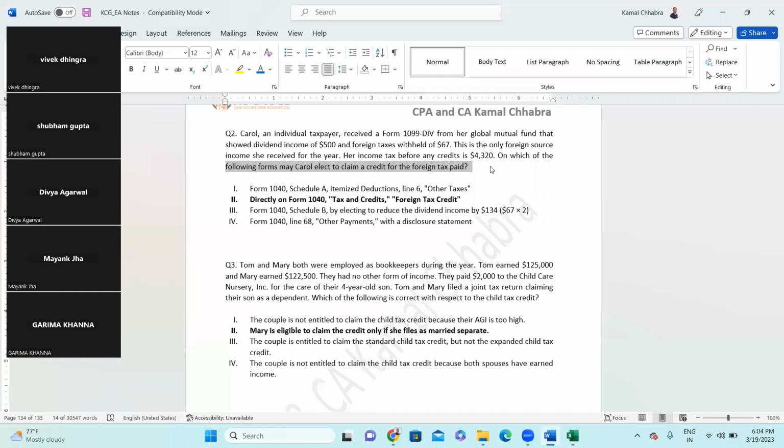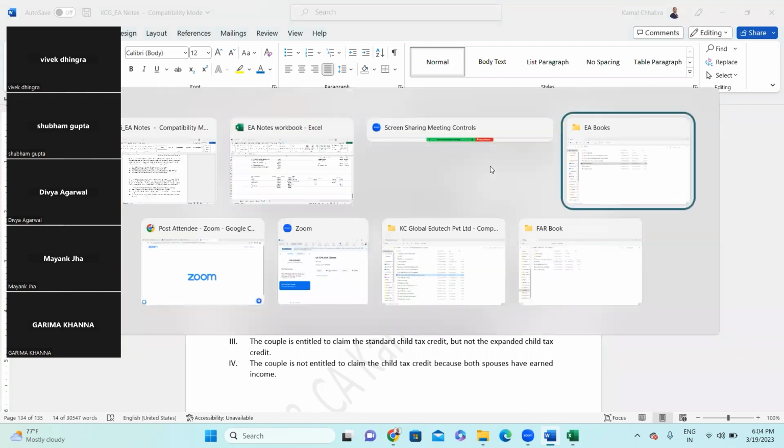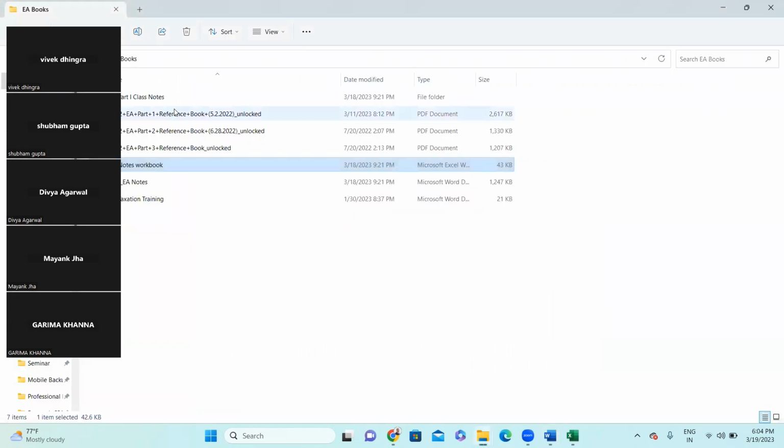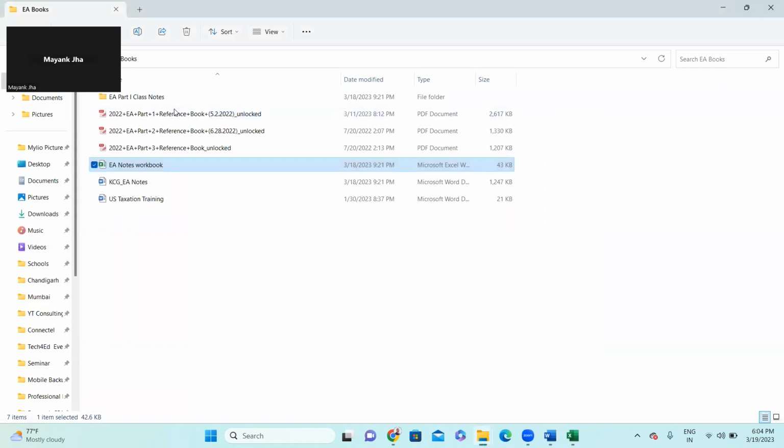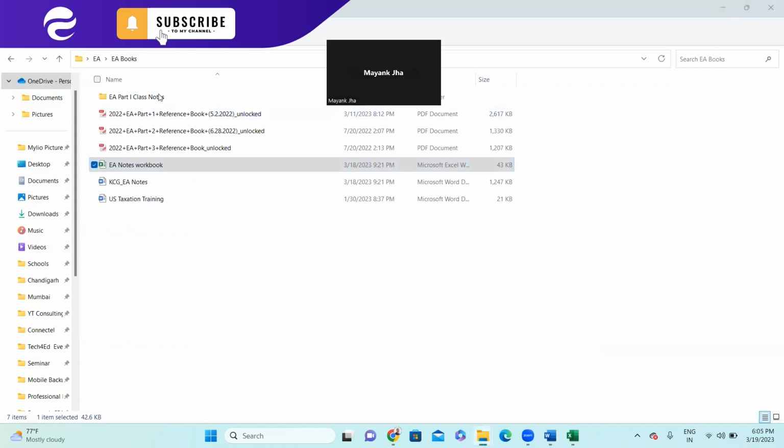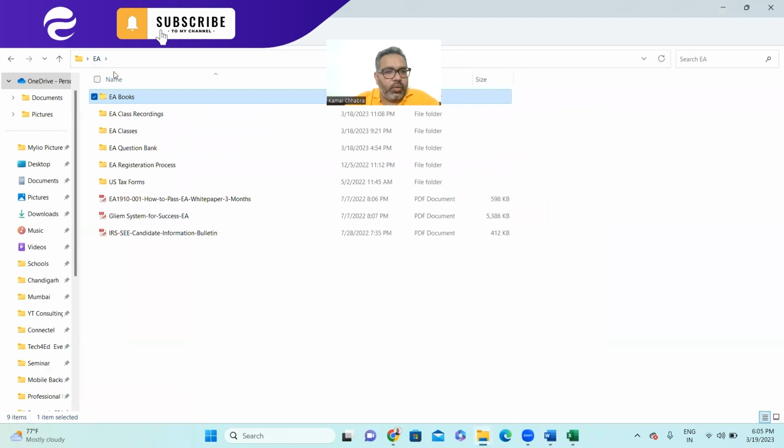So Form 1040 is what? Your income tax return form? Basically for the itemized deduction and the other taxes. So I don't think that itemized deduction will be considered in the whole paragraph. So from my point of view, option 1 was removed, and look into the other options.